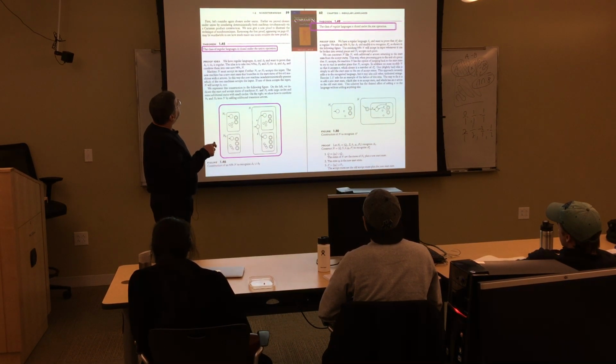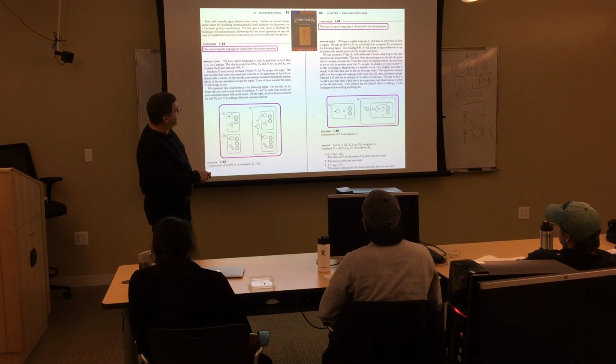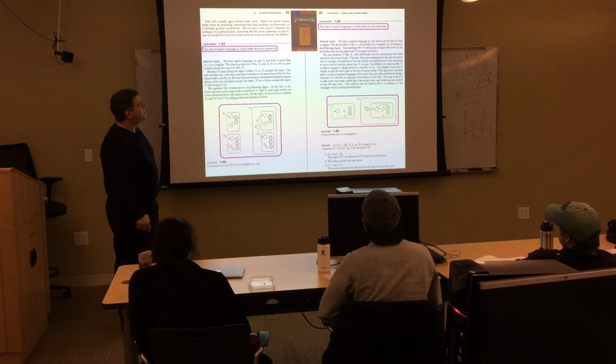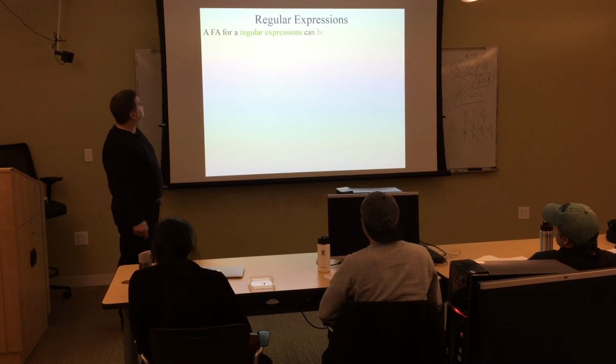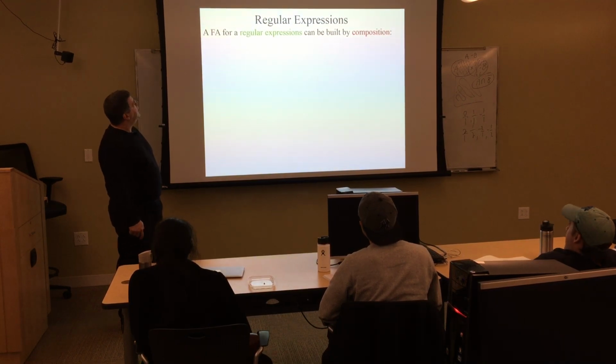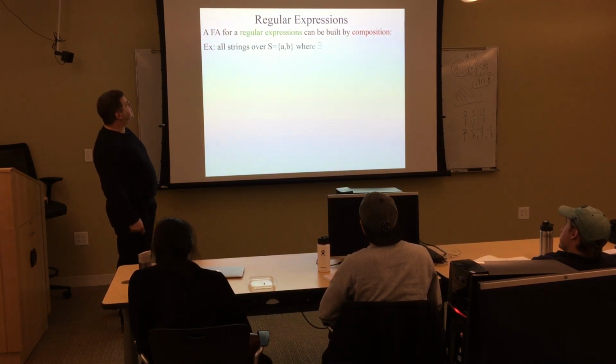So in the book, we're on page 59 to 62. We just proved that the class of regular languages is closed under star, Kleene closure, and union, and so on. And just showing you where we are in the book, so when you read the book, you know where to look. All right, so you can build these machines by composition.